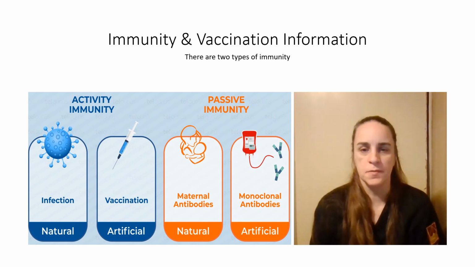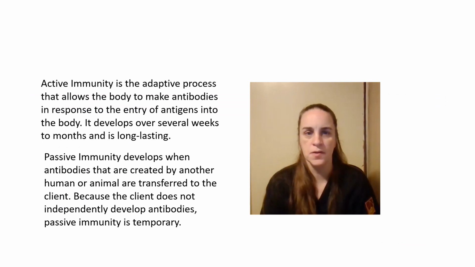There are two types of immunity, active and passive. Active immunity is the adaptive process that allows the body to make antibodies in response to the entry of antigens into the body. It develops over several weeks to months and is long lasting. Passive immunity develops when antibodies that are created by another human or animal are transferred to the client. Because the client does not independently develop antibodies, passive immunity is temporary.